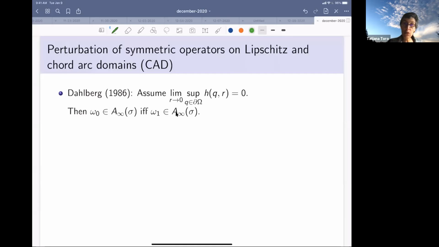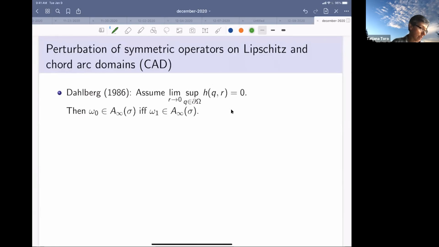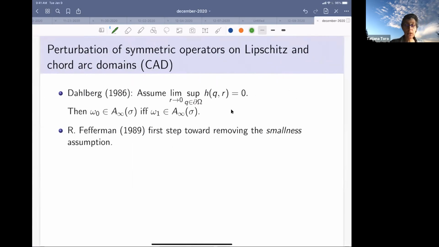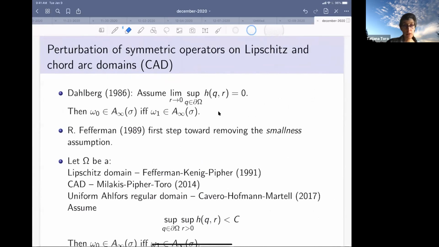So this is a beautiful result, but I think people were not very happy with it, because you're assuming something enormous. You're assuming that this quantity goes to 0 to be able to prove A infinity. The sense was that one should have, if this quantity is bounded, then you're A infinity. Okay, but Fefferman was the first one who did something toward removing this smallness assumption here. And then it was the work of a number of people.